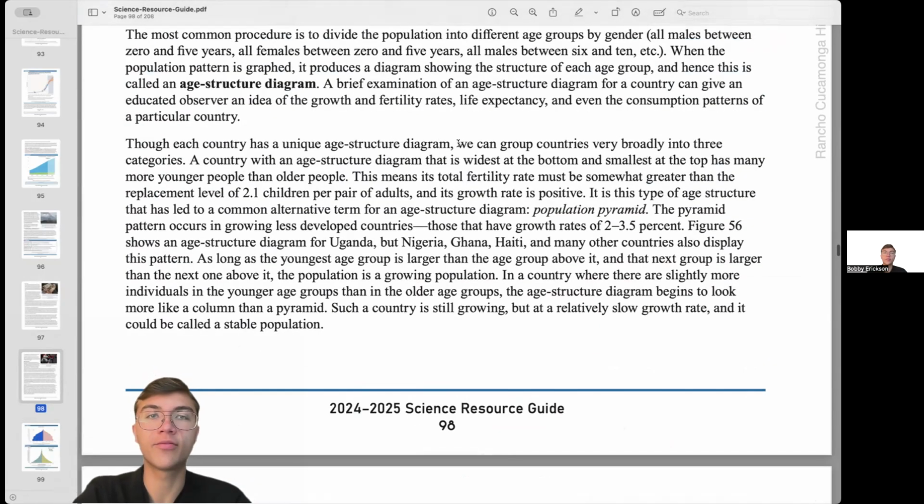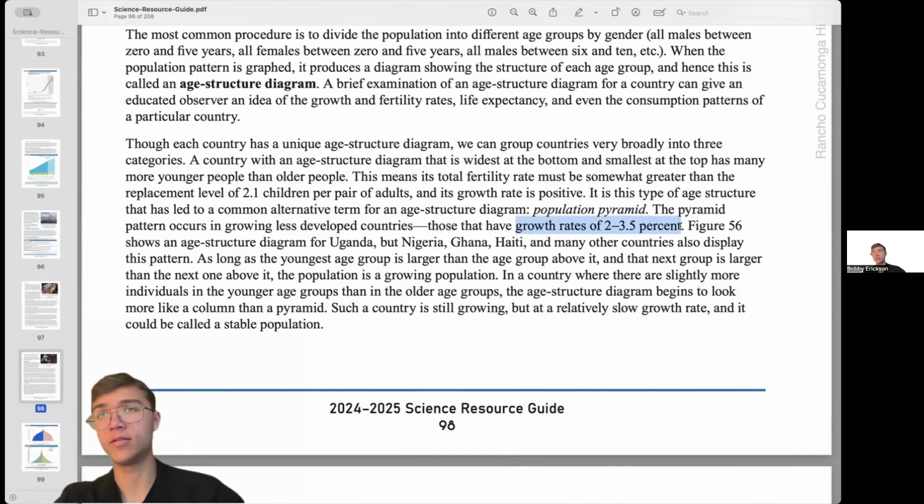Each country actually has different age structure diagrams. If the bottom is the widest and the top is the smallest, then there are lots more younger people than older people. The total fertility rate is usually in this case greater than 2.1, and so the growth rate is positive. We can call this a population pyramid because it's a pyramid shape. This pattern usually occurs in less developed countries, with growth rates of 2 to 3.5%.